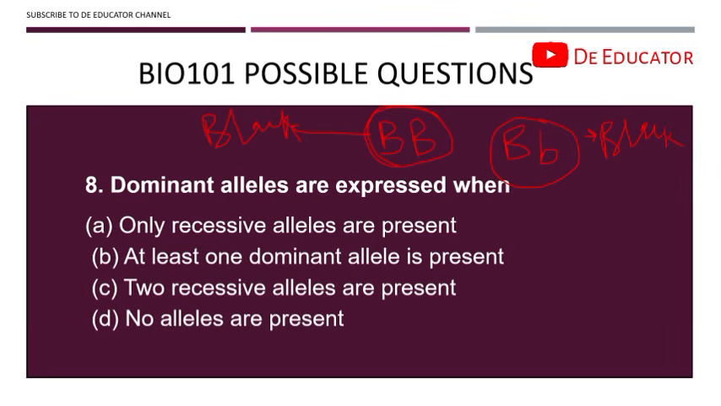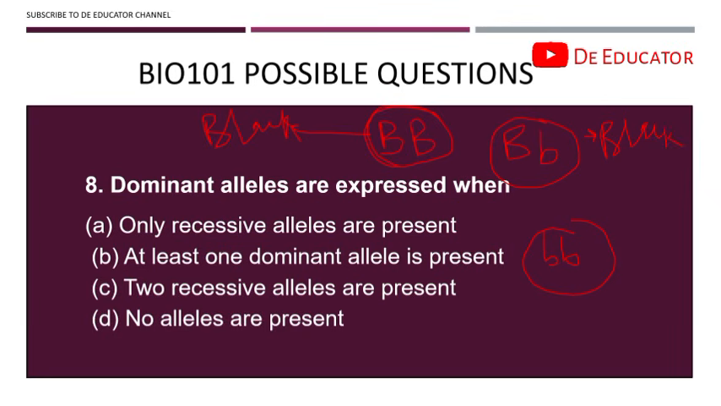So now let's read the options. A, only recessive alleles are present. Is that correct? No. If only recessive alleles are present, what am I going to have? So let me say I have b and I have b. This is the recessive. What am I going to get? I'm going to get a recessive trait, right?